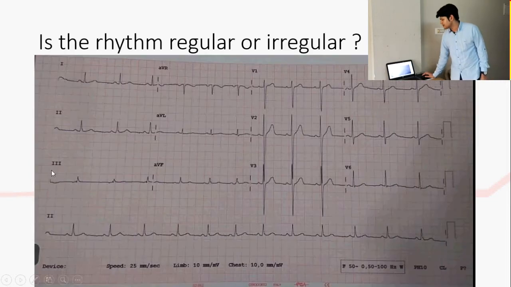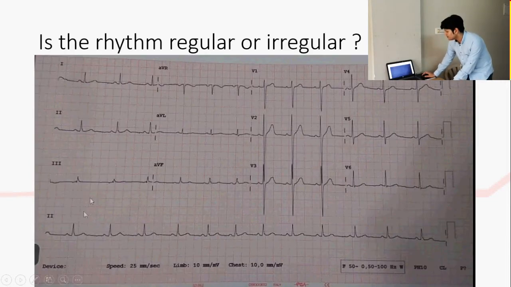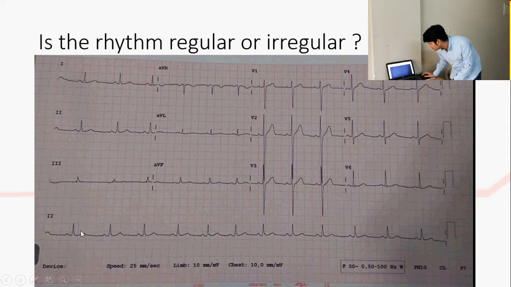Now let's go for the next ECG. Okay, let's focus first on whether the rhythm is regular or irregular. So we are going to go on the rhythm strip. Okay, so let's count from here R to here. If we see it, 1, 2, 3 and 4 it will cover. Then next we go 1, 2, 3 and 4.